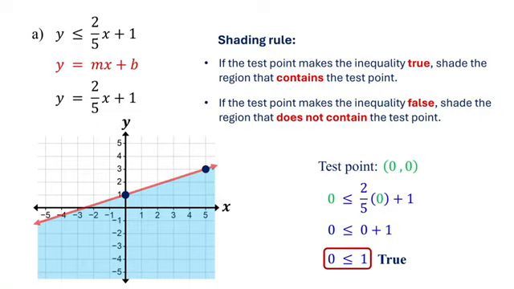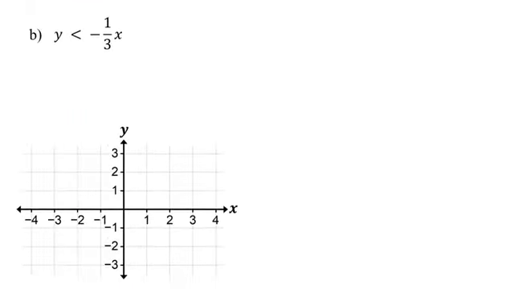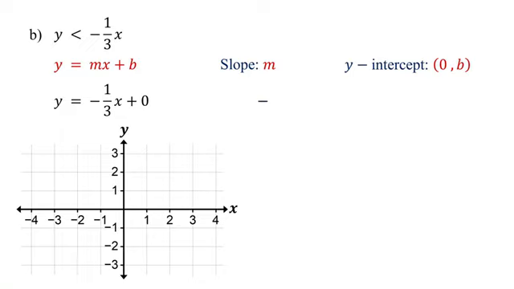Now let's work through an example with a strictly less than inequality. First, graph the boundary line by replacing the inequality sign with an equal sign. Like the previous example, this equation is also in slope-intercept form, but has no constant term. This means b is 0. So the slope is negative 1/3, and the y-intercept is (0, 0), right?